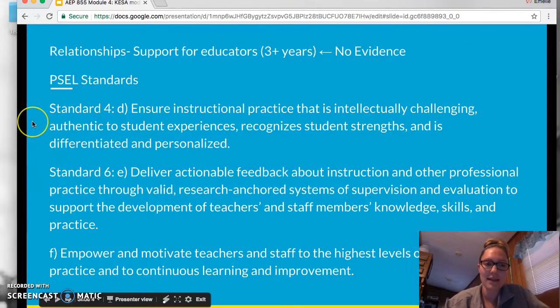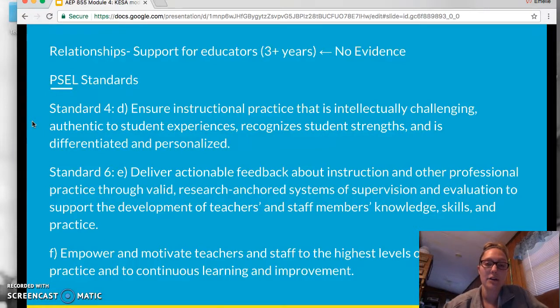One of the rubrics that we showed no evidence for is relationships under component 1 for staff, which is support for educators that have been teaching for 3 or more years. And we obviously have to have it for new teachers right now, but we don't have it for teachers that have been teaching for a while.